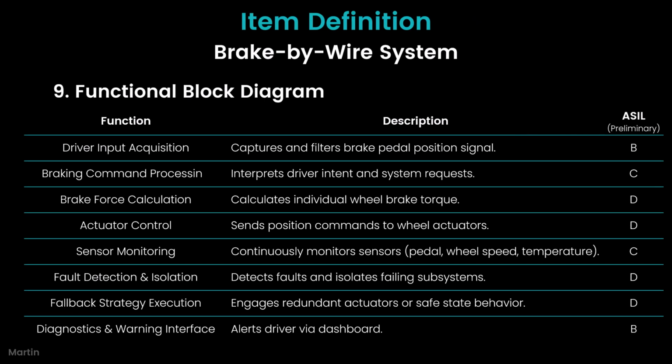Additionally, adding detailed descriptions and assigning preliminary automotive safety integrity levels, ASIL, to each block in the functional block diagram enhances clarity and safety management. Descriptions help document the purpose and behavior of each function, while preliminary ASIL ratings provide an early assessment of the safety requirements and risk levels associated with each block.